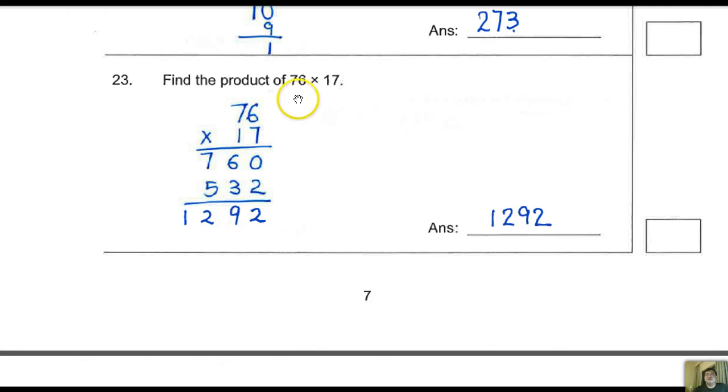Now find the product of this. Just simply times them off. You should get something like this answer. 1, 2, right? Exactly 1292.